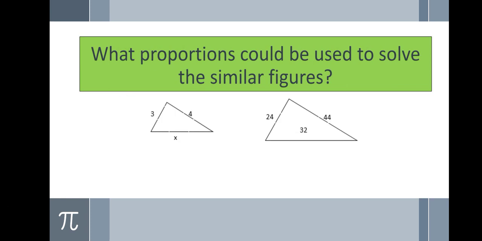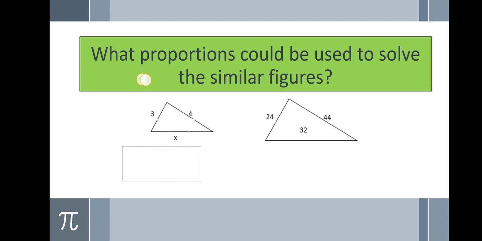What proportions can be used to solve the similar figures? Now again, in order to solve for similar figures, we have two conditions. First, all angles must be congruent. Second, all sides must be proportional. Corresponding angles are congruent and corresponding sides are proportional. Given here are sides, we need to know the corresponding sides that are proportional.